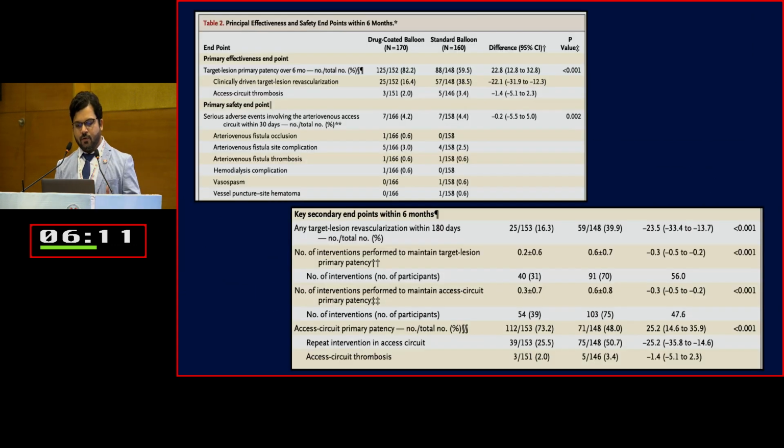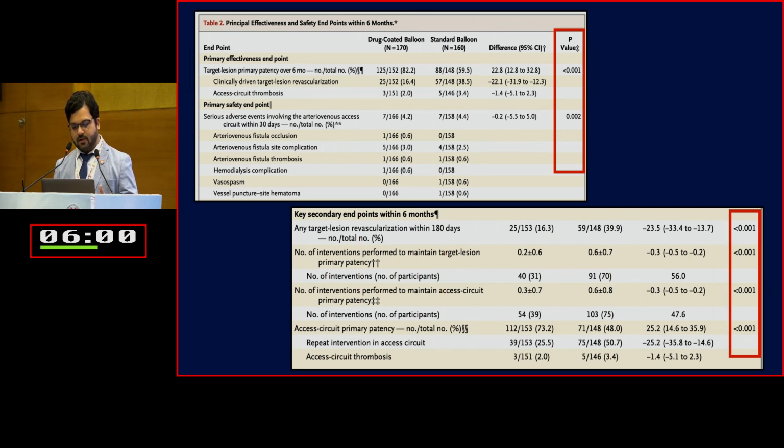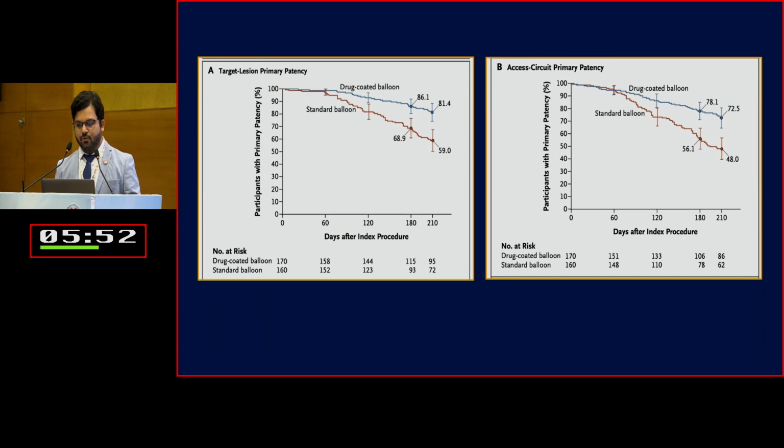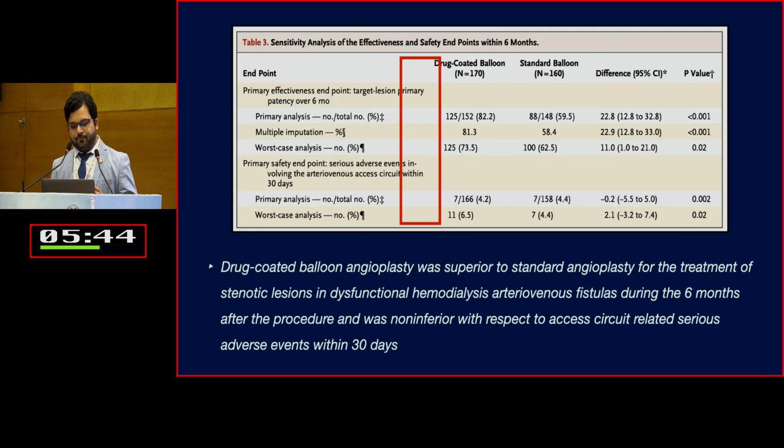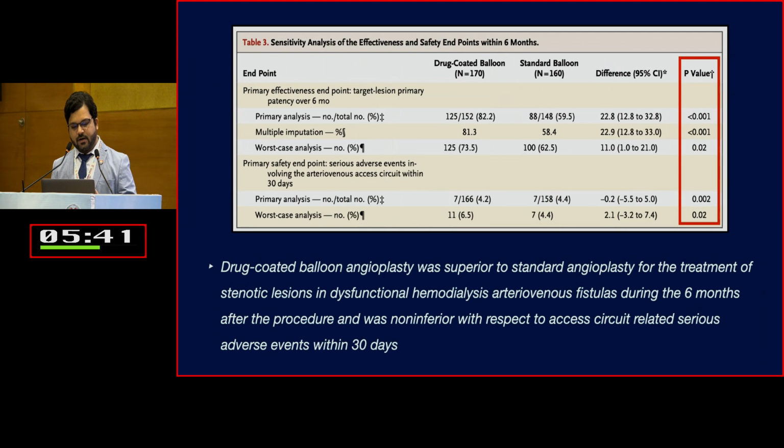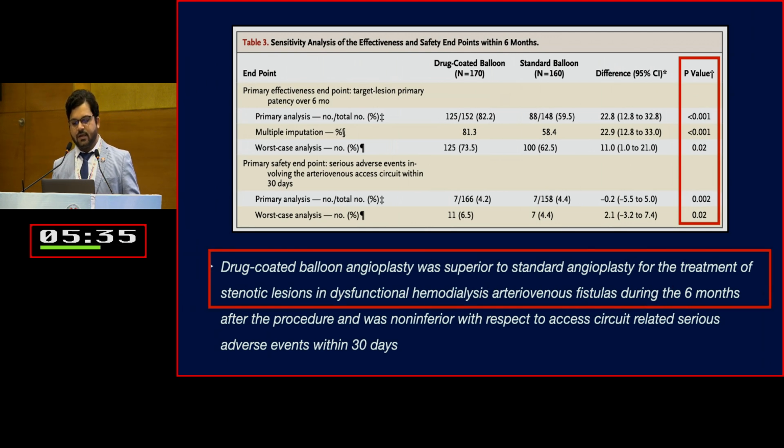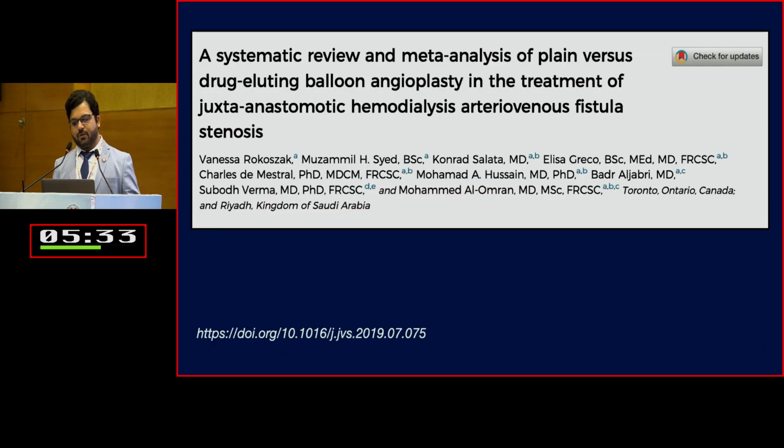Here also we can see in the charts that the effectiveness and safety endpoints within 6 months were significantly better in the drug-eluting balloon group, as well as the secondary endpoints such as target lesion revascularization and reinterventions, which were also lower in the drug-eluting balloon group. Again, the drug-coated balloons performed better when compared to the standard balloon angioplasty. It was found in this study that drug-coated balloon angioplasty was superior to standard angioplasty for the treatment of stenotic lesions in AV fistulas at 6 months and 12 months patency rate.